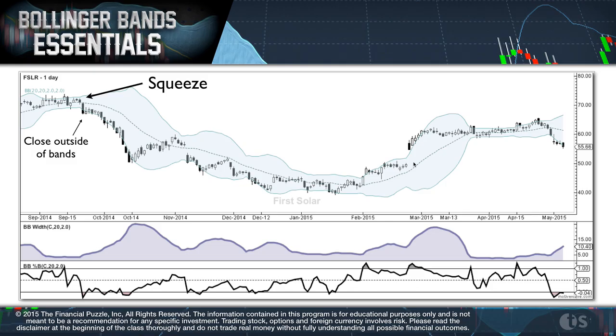Let's look at one here on First Solar. Again, another bearish trade example. You see we had the squeeze set up right here, very visually obvious on the bands. You look at your bandwidth, very low reading. And if you look at your percent B, of course, you're extremely oversold because you're pushing outside the bands there. You have the close outside the band.